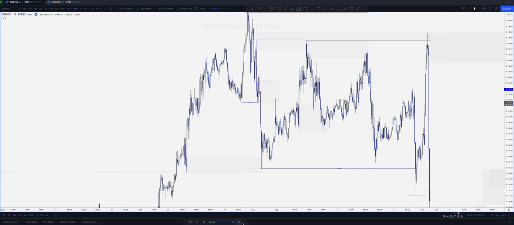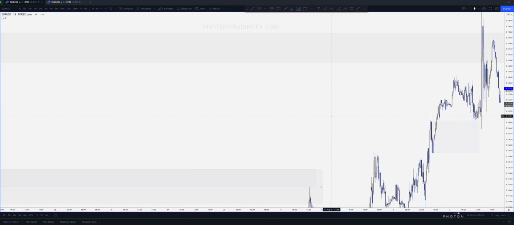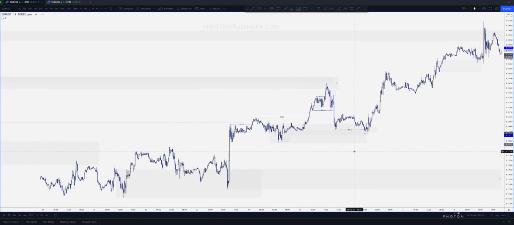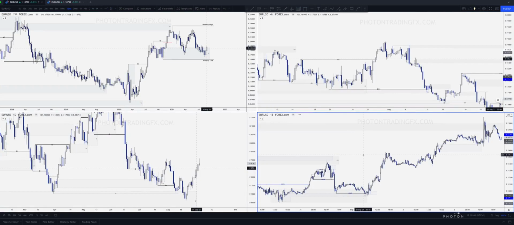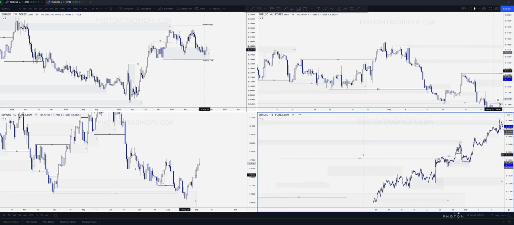I'm not going to show that now, but it's just kind of showing you how we can now combine everything that we've looked at so far, market structure, supply and demand, those structural zones, those flip zones, with liquidity, just to increase the probability of those zones, right?